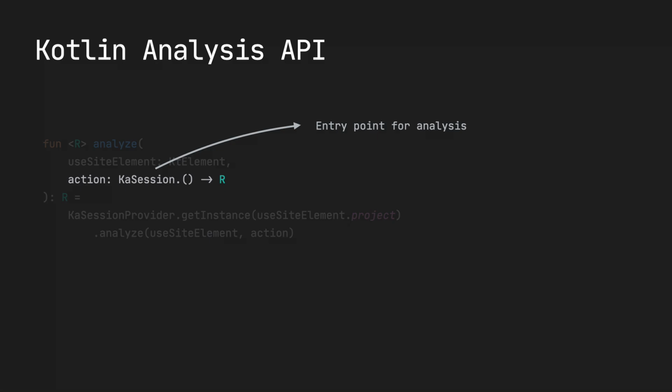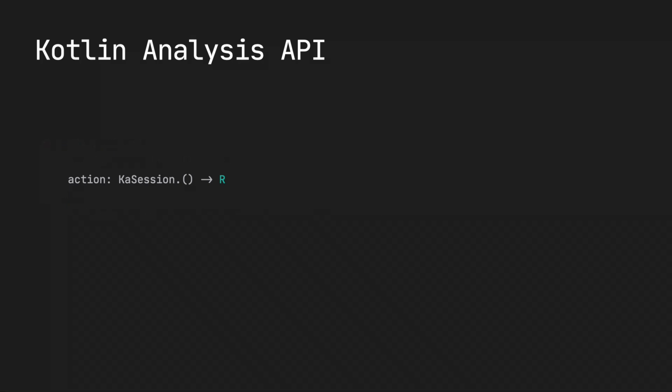One thing to note on the nomenclature is that all of the types, like KA types and KA session, start with this prefix of KA, which stands for Kotlin Analysis. So this action block allows me to basically get access to the extensions on the elements which have semantic information.